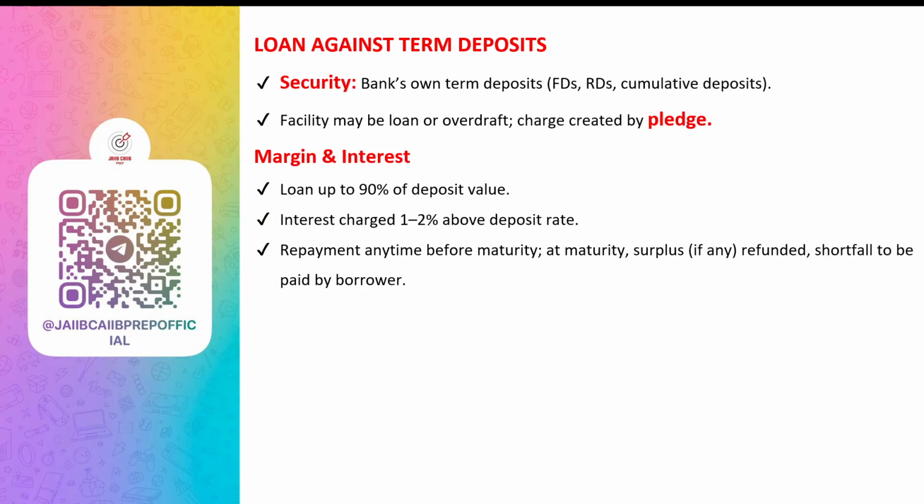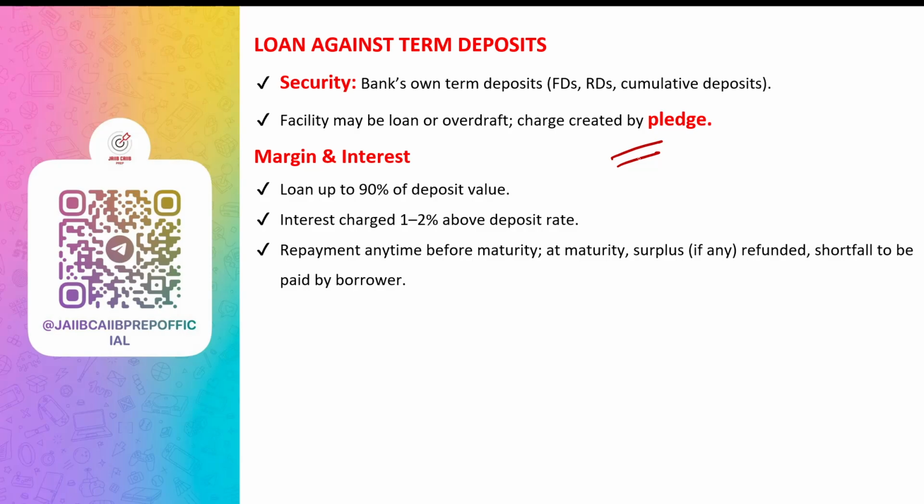Loan against term deposit. Banks often lend against their own term deposits, so fixed deposit, recurring deposit. The loan may be in the form of a demand loan or an overdraft facility, and security is created by way of charge of the deposit receipt. The form of charge created is pledge.